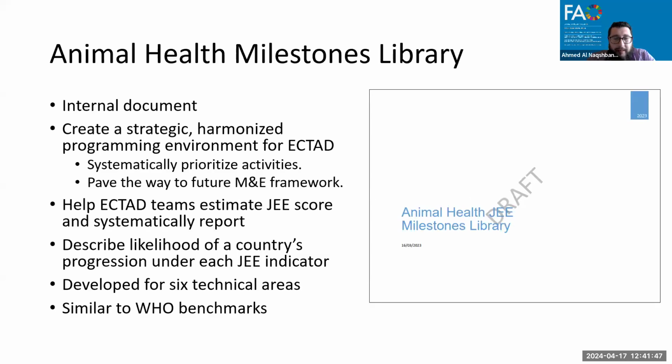So one of the answers to this is a document that is similar to the WHO benchmarks. It's an internal document to FAO that we are using, but essentially it's a library of milestones that are aligned to different JEE indicators and show how can we go from one level to the next. And this can help us then in designing M&E frameworks, in providing guidance on how to robustly plan our efforts, and also estimate at what score we are in, even if a JEE evaluation hasn't been conducted.